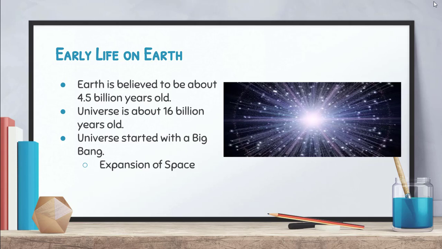The Earth is believed to be about 4.5 billion years old, with the universe being about 16 billion years old. The most universally accepted explanation as to how the universe began is the Big Bang Theory, where everything that is in existence started off as a single point. There was some type of explosion or bang, and the expansion of space occurred from that singular point. That is why we, as scientists, explain the concept that the universe is continually expanding, and expanding at the speed of light.